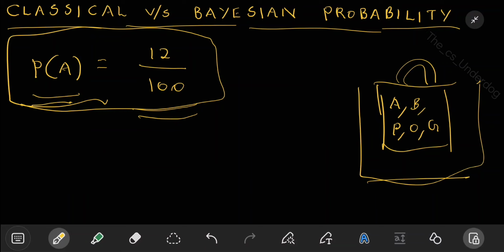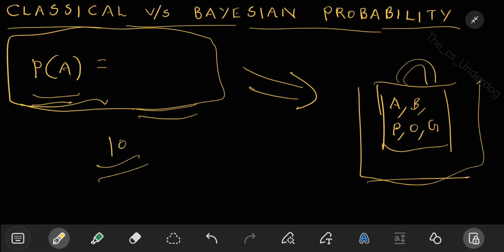Let us say you did this experiment of picking apple, same experiment. Let us say instead of 100, let's say you did only 10 times. 10 times this time. What happened? All the 10 times, coincidentally, let's say all the 10 times apple came out.